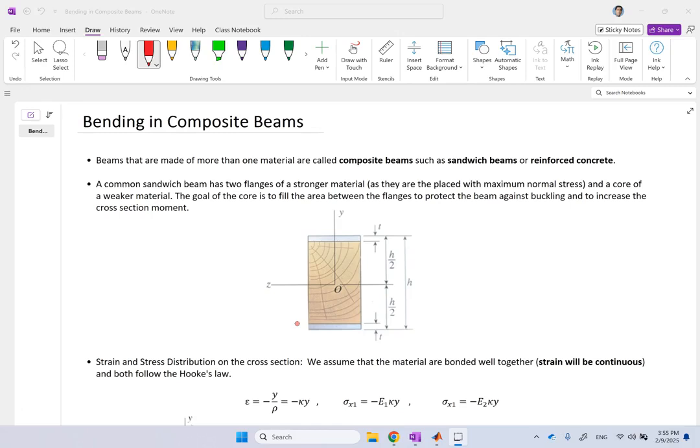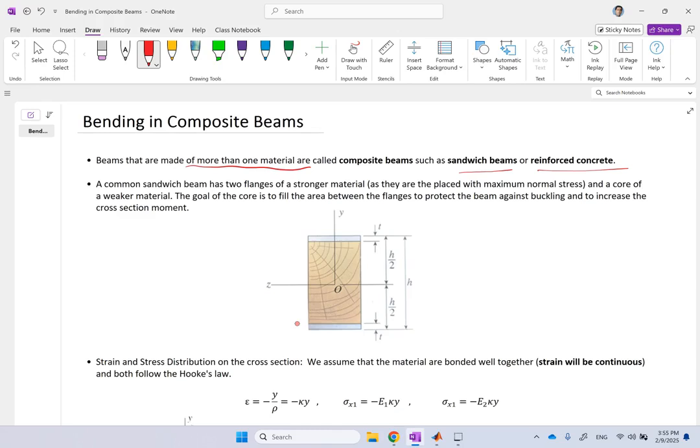So composite beams are the ones that are made of more than one material, and you can see them in sandwich beams, you can see them in reinforced concrete, and so on. So the thing is, how do you look at the distribution of strain and stress within such a cross section that has more than one material?